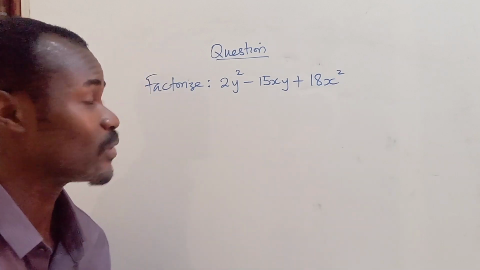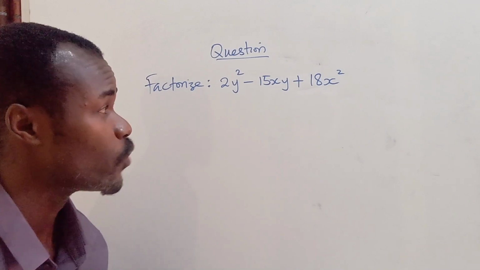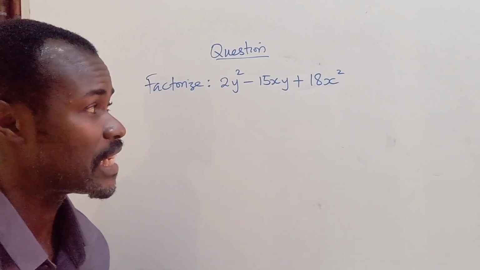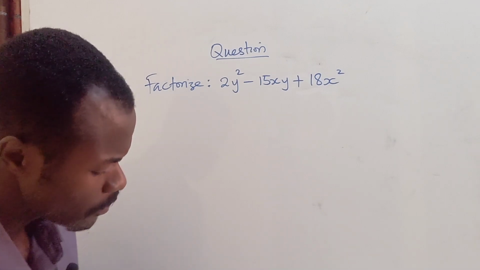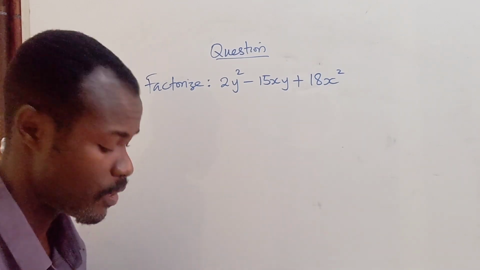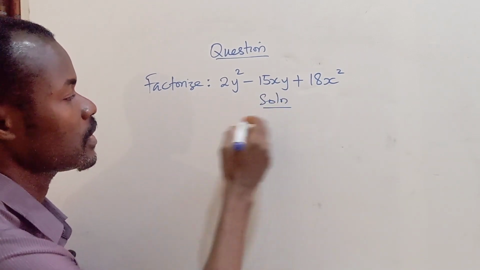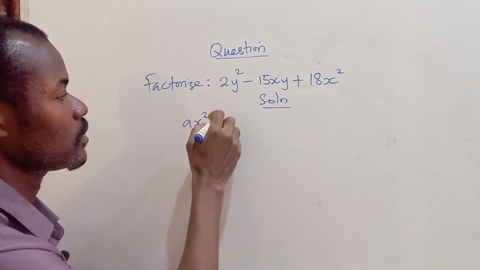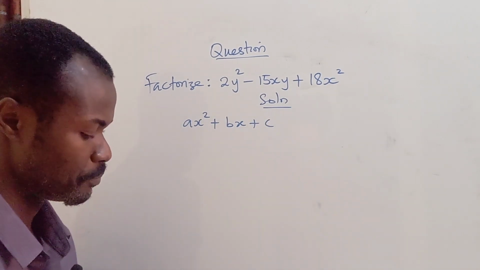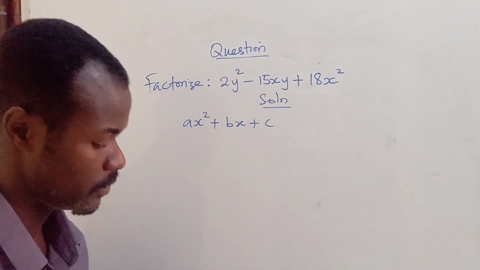Alright, so today we have a problem on the board that says factorize 2y² minus 15xy plus 18x². Without wasting much of our time, let's solve this simple problem. The first thing is to recall the general form of a quadratic equation to be this. But since this is an expression, we are not going to say it equals 0.